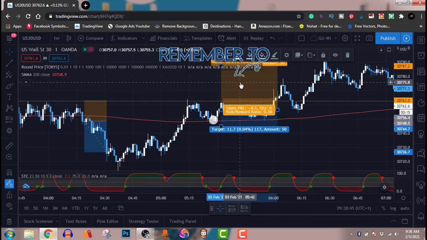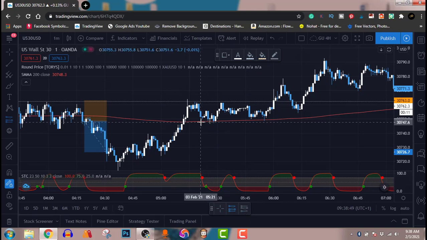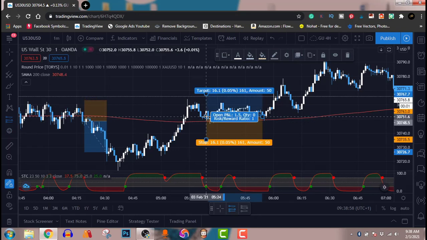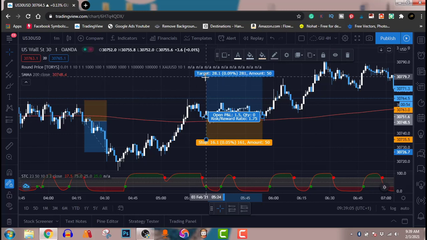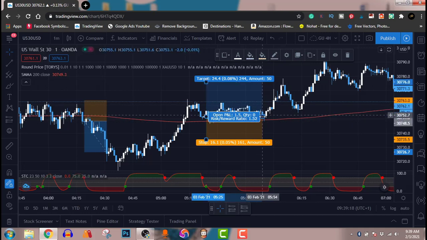Sorry about this. This was the wrong one I picked up. It's supposed to be a buy, supposed to be this one. Okay, so this would have been it here. Take it to 1 to 1.5. That would have been just about here. So that would have been a winning trade, as you can see.